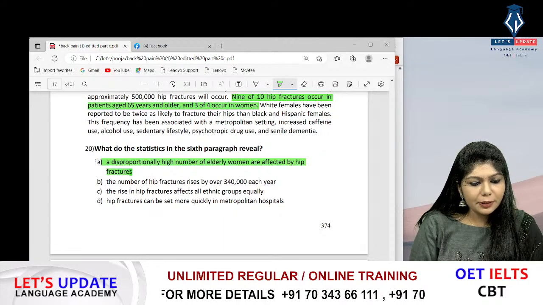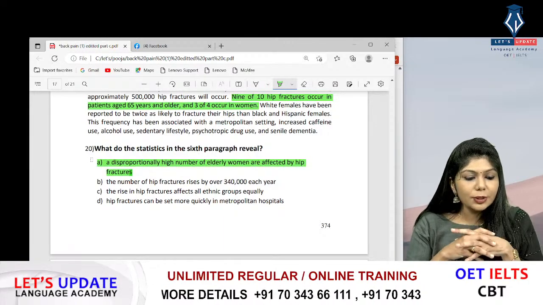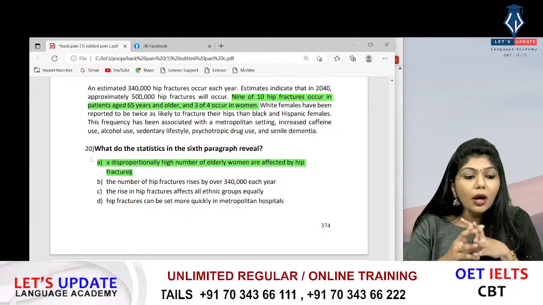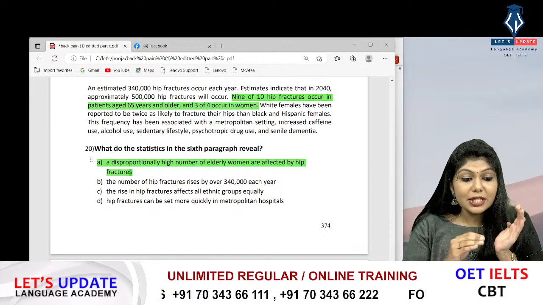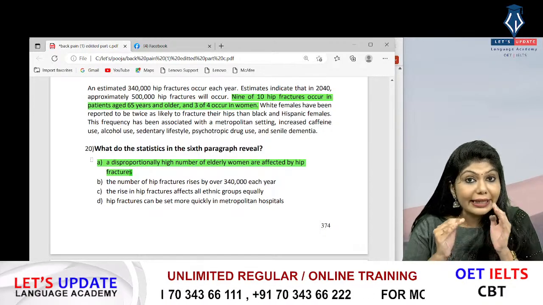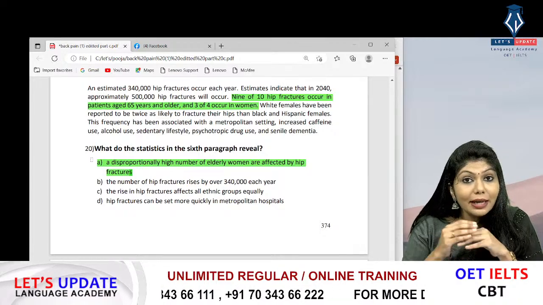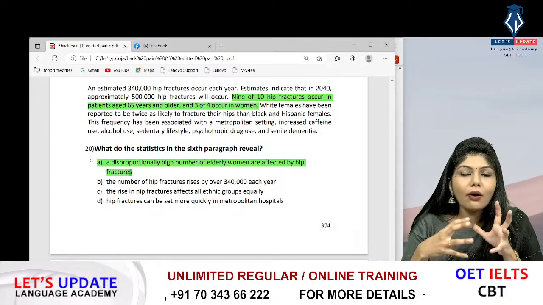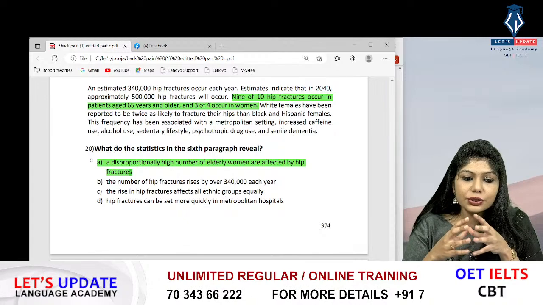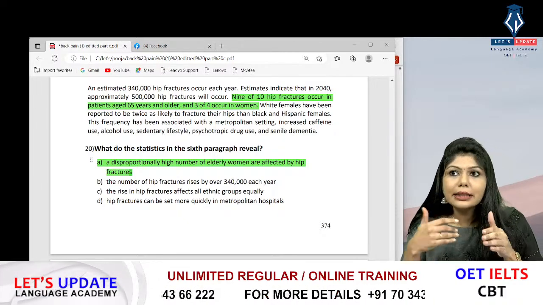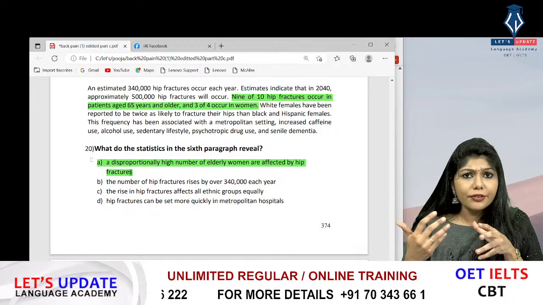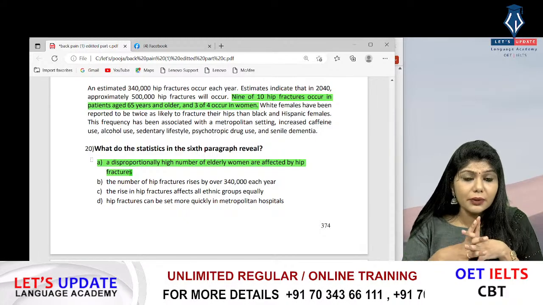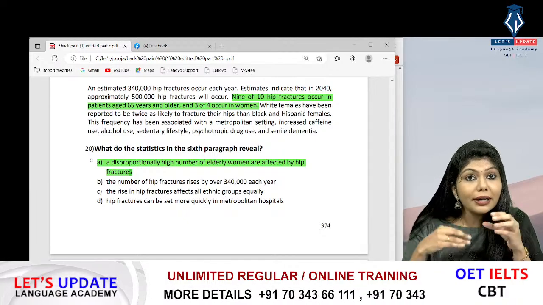Okay, and if you inspect B, C, and D, you can see that they're false, because B says the number of hip fractures rises by over 340,000 each year. No, that is not true. What they have mentioned is an estimated 340,000 hip fractures occur each year. So it doesn't rise by 340,000. It's an estimation of 340,000 every year. That means the next year it could be 350,000, or before that, 330,000. It's approximate figures, so it's not a rise in number.